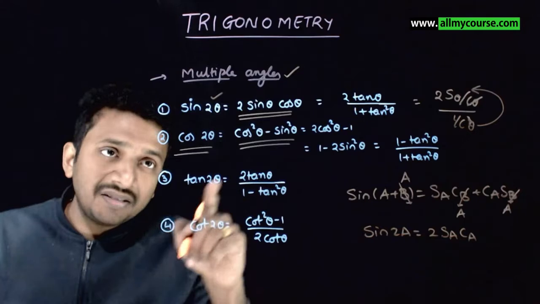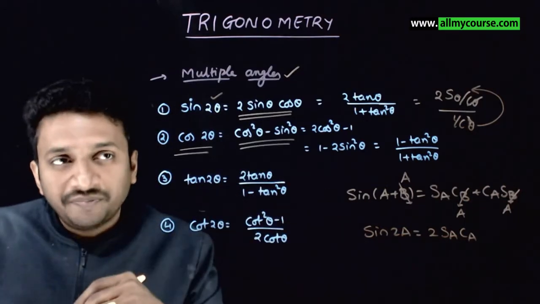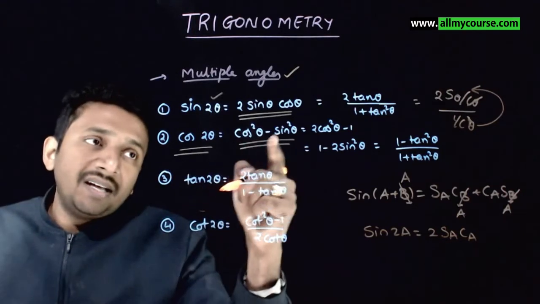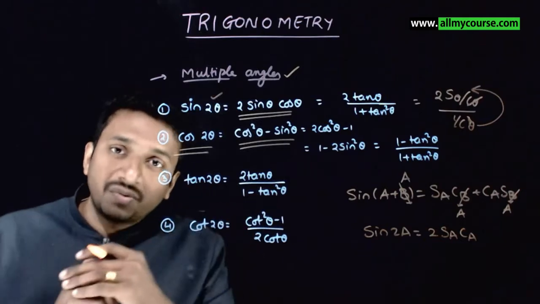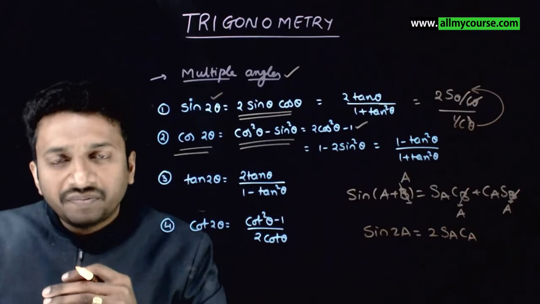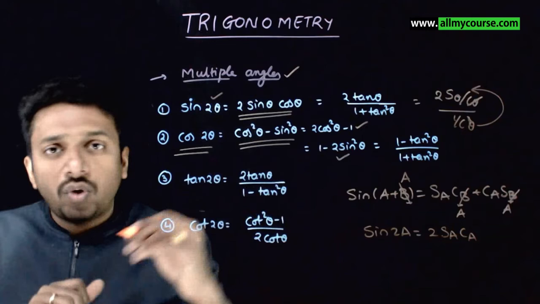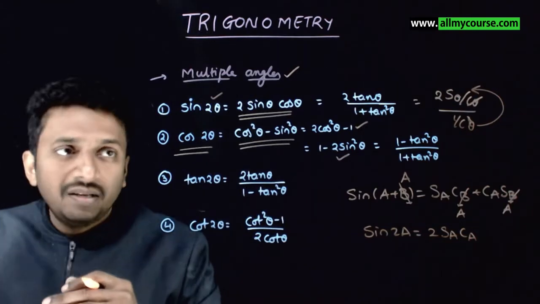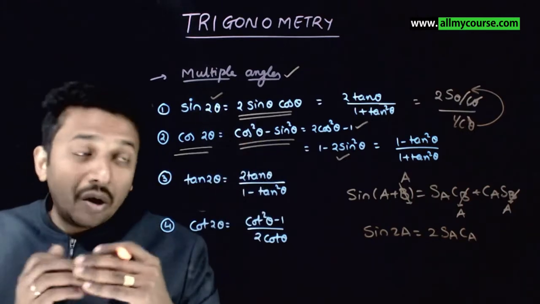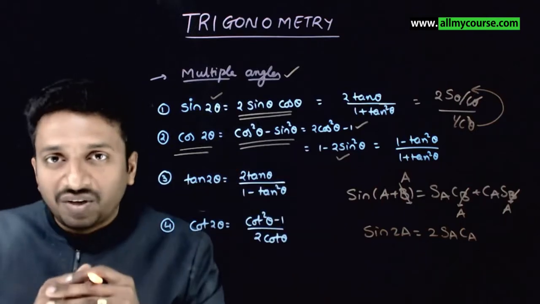Next, cos 2 theta is equal to cos square theta minus sin square theta. I'm not deriving this; you can derive it in the same way as we have derived for sin a plus b. So cos 2 theta is cos square theta minus sin square theta, and sin square theta can be written as 1 minus cos square theta, so it becomes 2 cos square theta minus 1. And if you write cos square theta as 1 minus sin square theta, you get 1 minus 2 sin square theta. So cos 2 theta is equal to cos square theta minus sin square theta, or 2 cos square theta minus 1, or 1 minus 2 sin square theta.